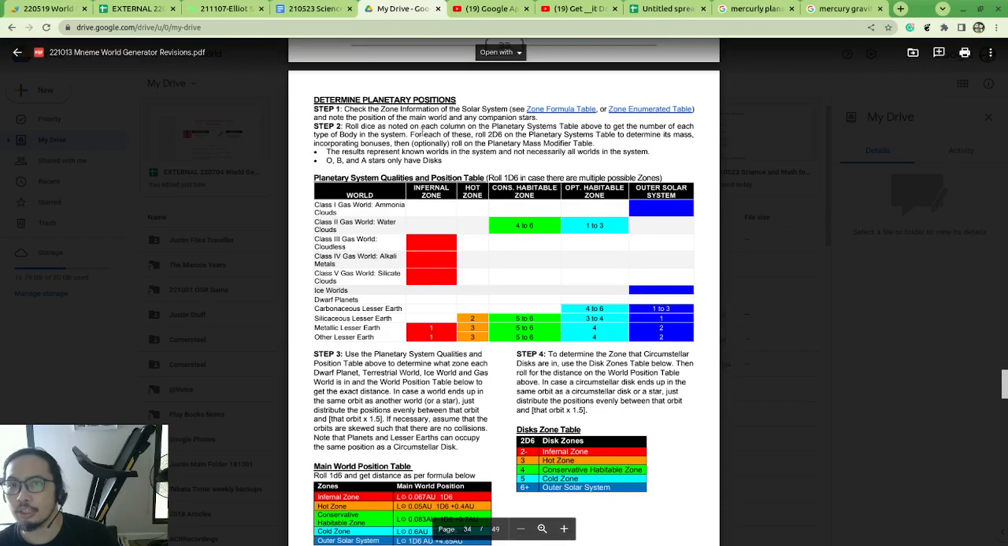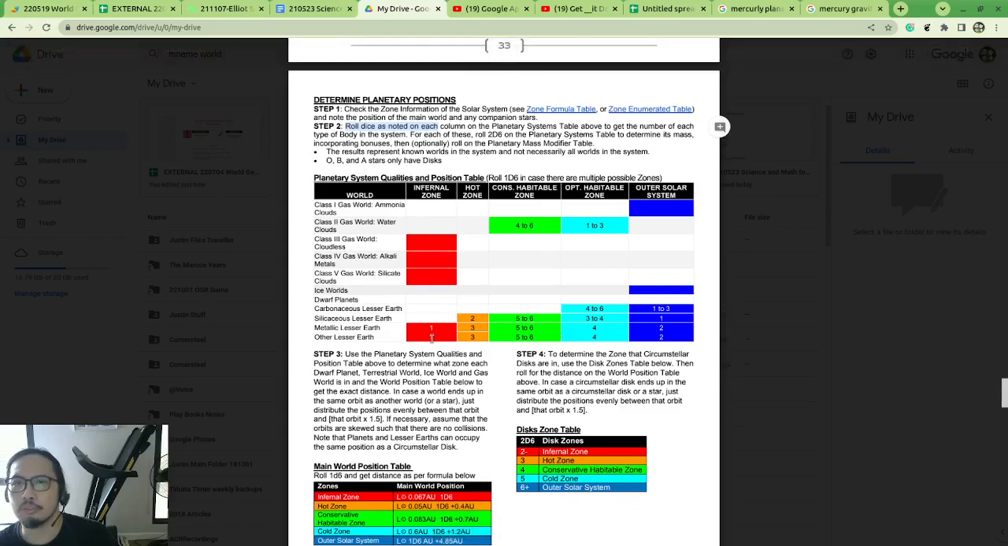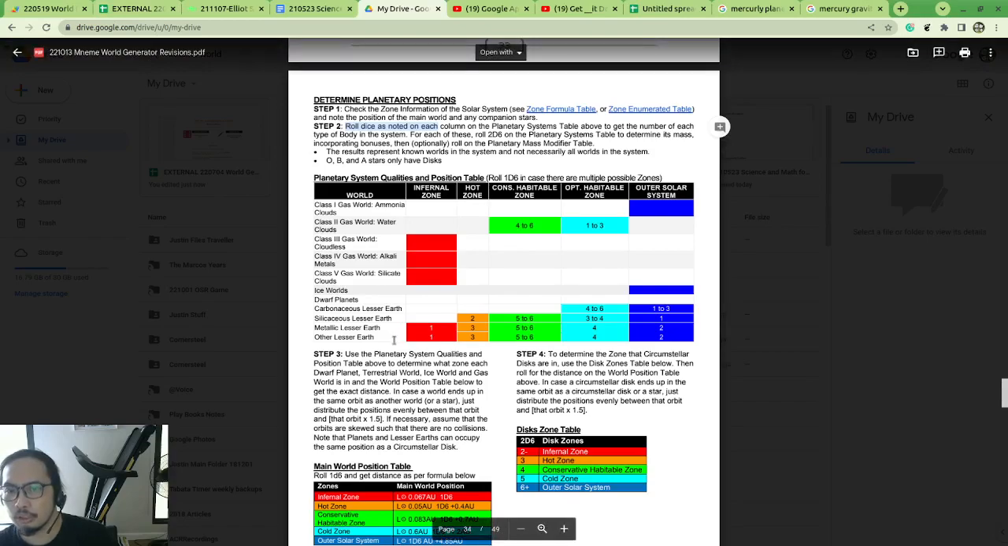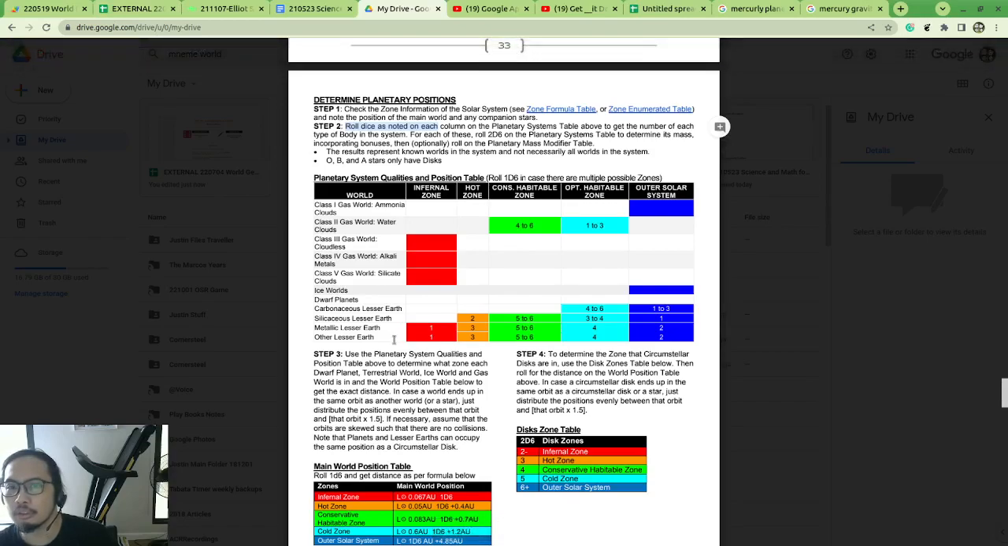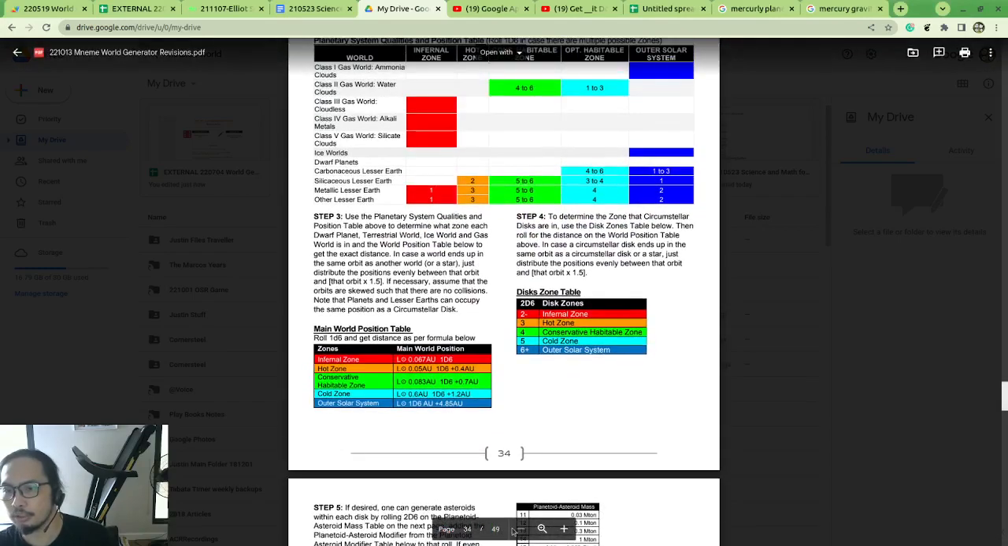Determine planetary positions. Here it is. Zone formula table. Roll dice for each column of planetary system. So for... wait, that's... for... yeah, I think it depends. I have to change the table. I was wrong. I'll put it in the notes. This was page... wait. This was page 36.